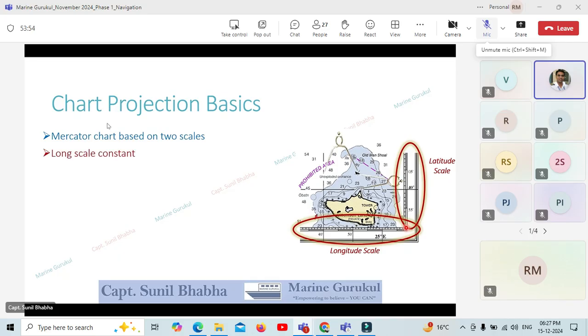Now both these scales, the latitude scale and the longitude scale, are different from each other. These scales are not the same. By different we mean that 1 minute of longitude will not be equal to 1 minute of latitude. The length of 1 minute of longitude or 1 degree of longitude will be different from the length of 1 minute of latitude or 1 degree of latitude.